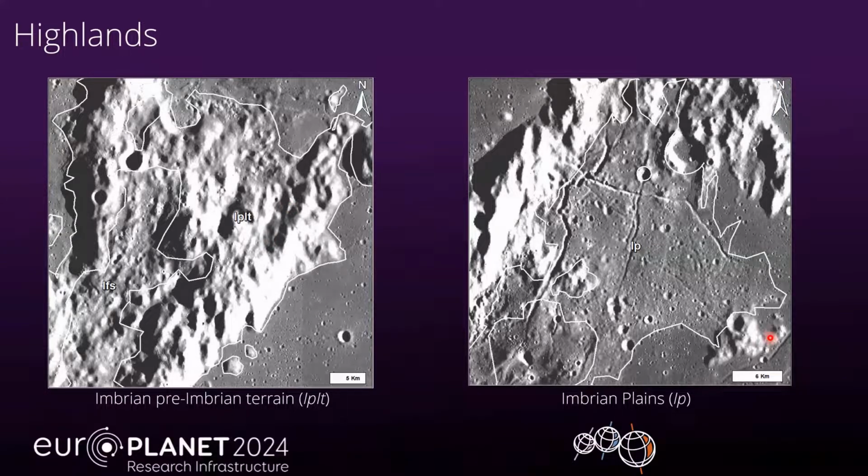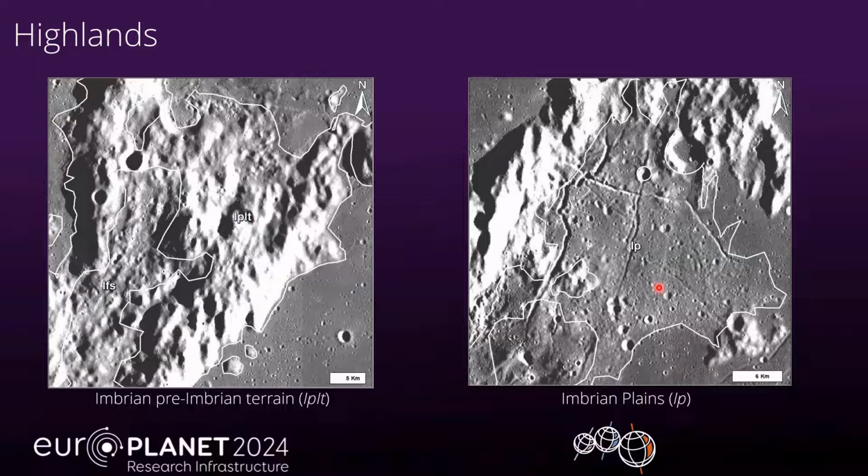Then another example of a highlands terrain, or kind of an intermediate terrain, is here. You've got this rugged Pre-Imbrian terrain surrounding an old plains unit. See, this is flat, has some fractures through it. But compared with the Mare basalt that's right next to it, you can see that there are a lot more craters on it, more craters and more bigger craters.